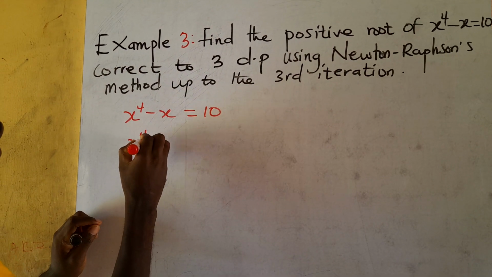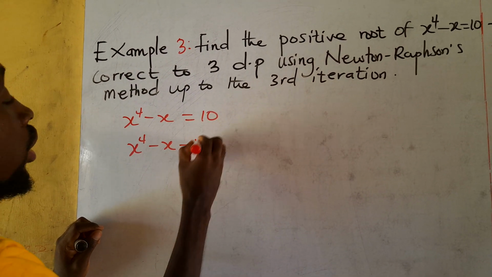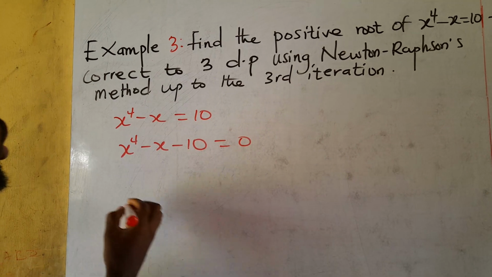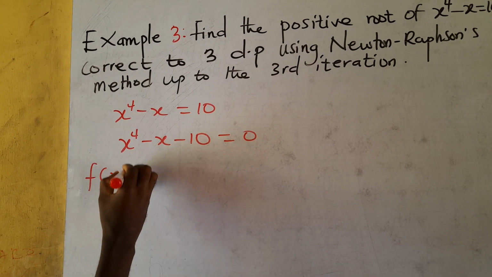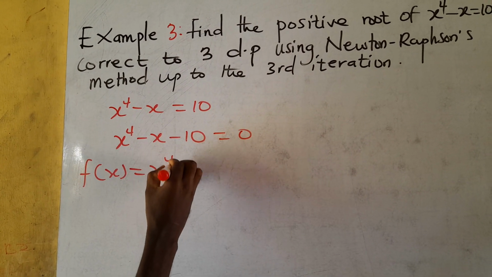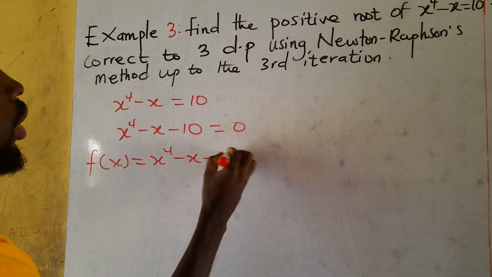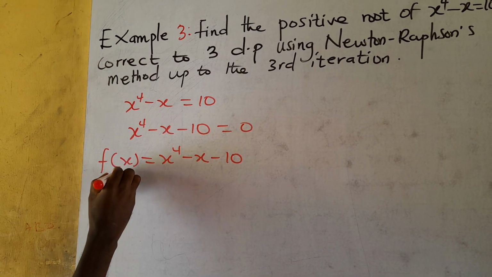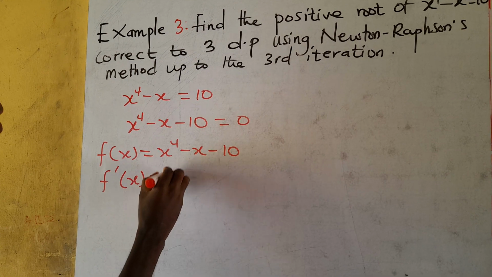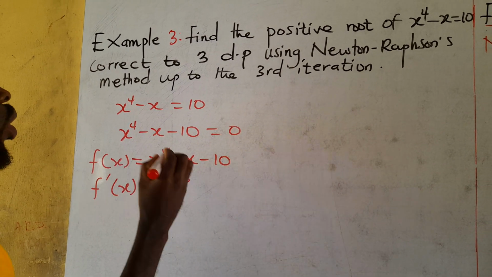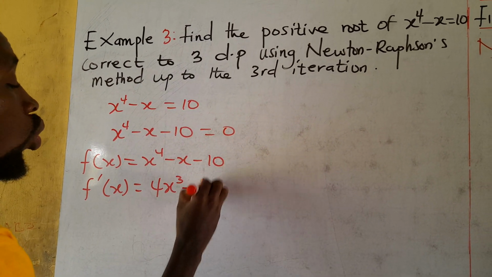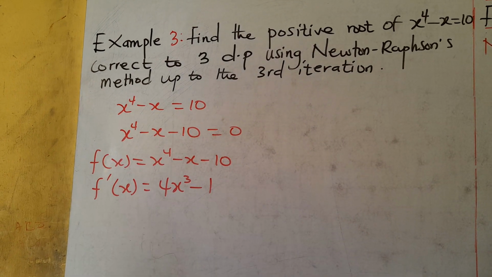You have x exponent 4 minus x minus 10 equals 0. And you can say our f of x is equal to x exponent 4 minus x minus 10. Then our f prime of x will be equal to 4x exponent 3 minus 1 when you differentiate that function.